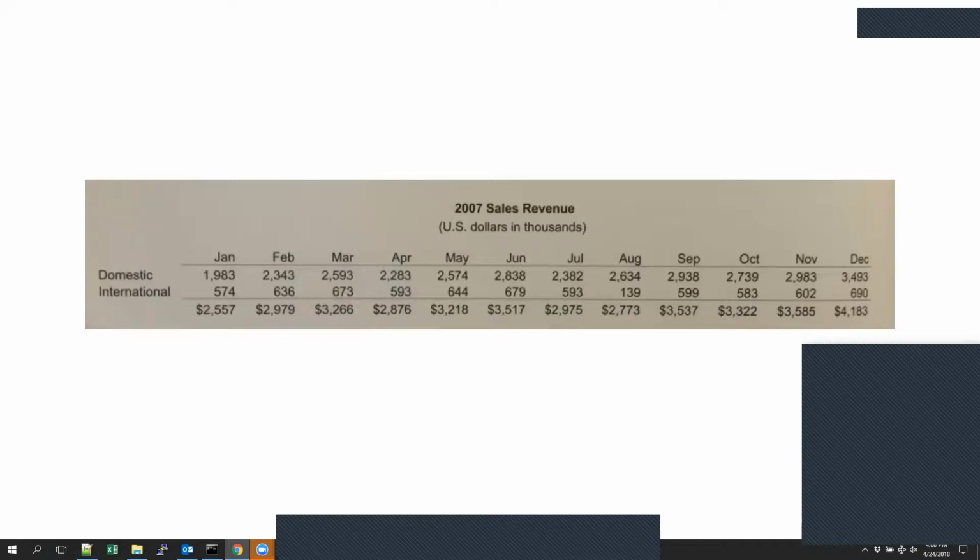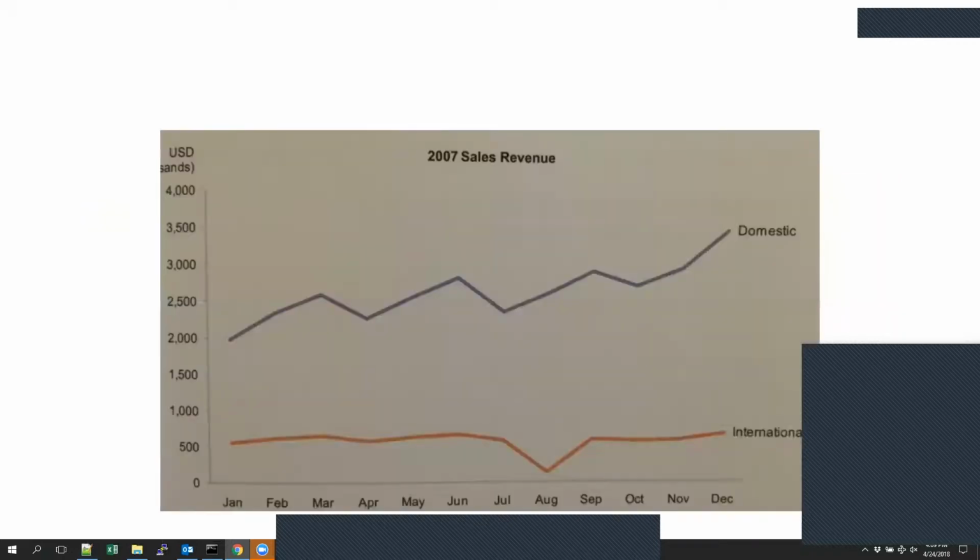So as an example, on the screen here, you can see that we have 2007 sales revenue for whatever company, domestic and international. If you look at this type of information, you might see outliers, you might see specific trends or something to that effect. But from a human standpoint, it's very difficult to see these specific patterns. So the first thing you might do is graph this information out, and we see specific patterns forming. The domestic has a seesaw pattern, and the international has a drop in August somewhere.